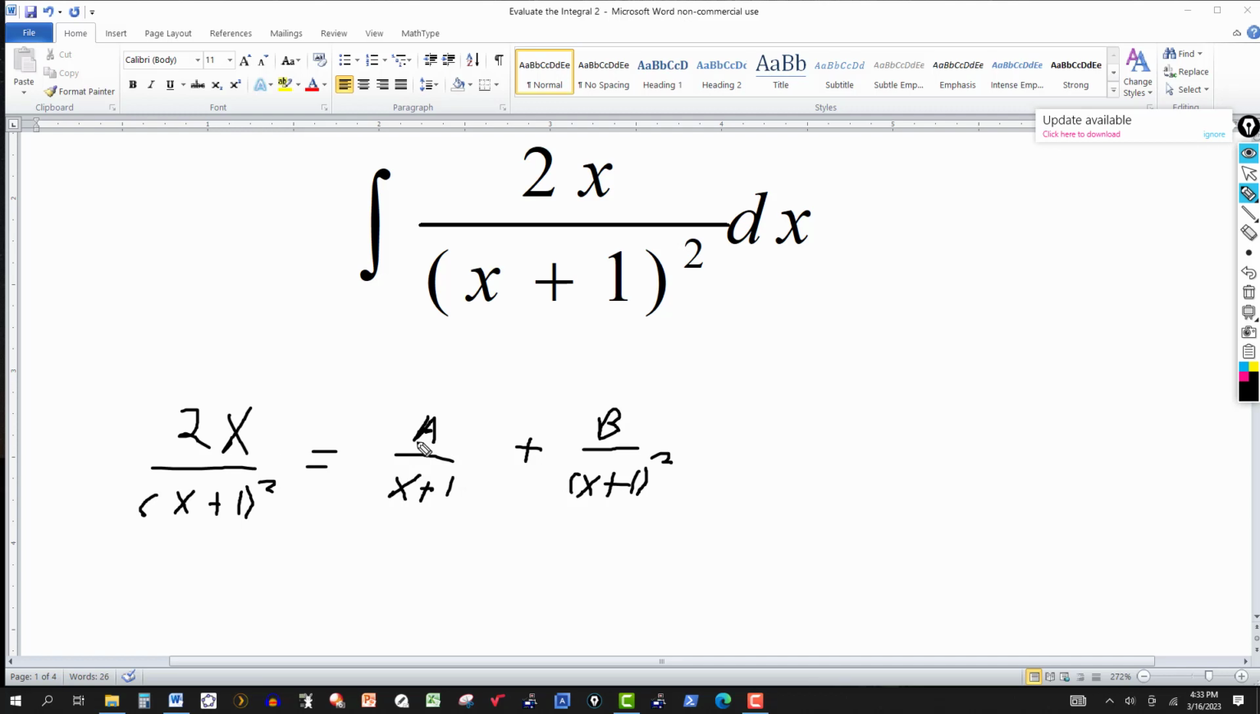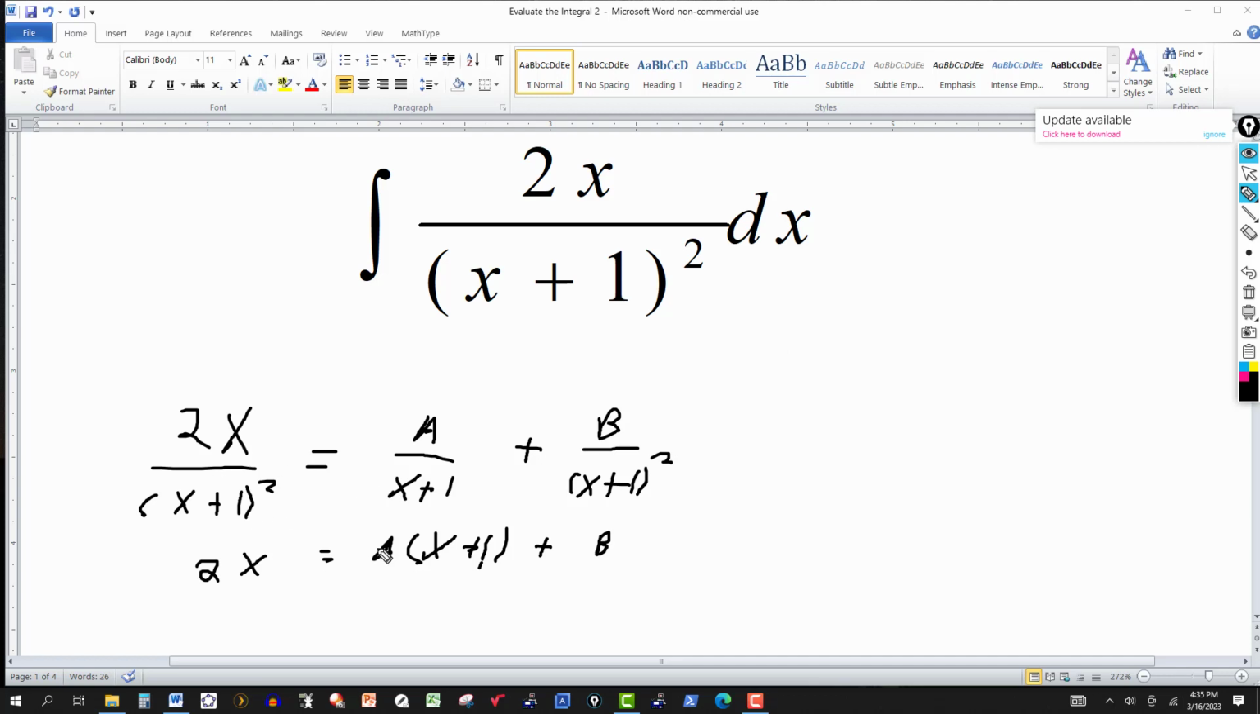And then we just find the value of a and b, and then apply the integration technique here. So what we'll do here is multiply both sides by x plus 1 to the second. Multiplying the left side by x plus 1 squared would just give me a 2x. Multiplying the first expression on the right side by x plus 1 squared cancels one of the x plus 1s and it'll leave me with a times x plus 1. Then multiplying the second term, b over x plus 1 squared, by x plus 1 squared, the x plus 1 squared cancels and I just get b.